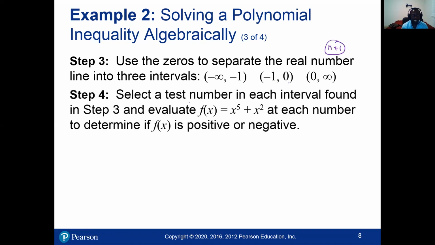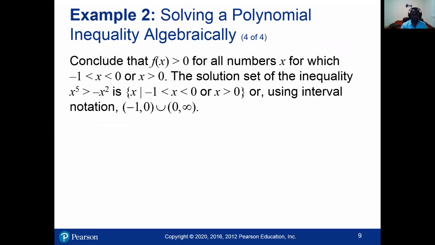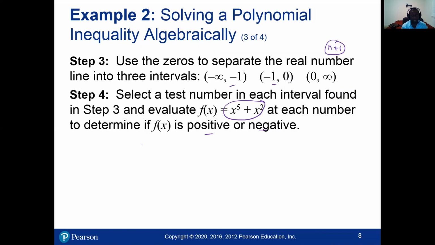Then for each interval, select a test value, we call it the test number, and then test it on f of x to determine where it's positive or negative. Your inequality asks where it is positive. Now, what we do is I'm going to draw a number line.